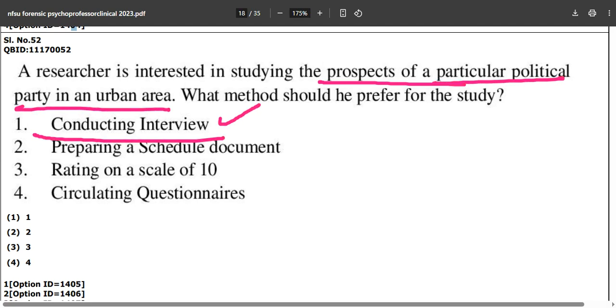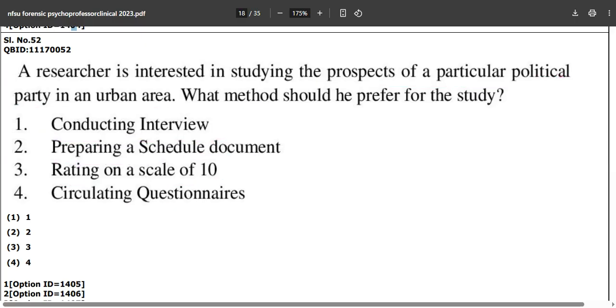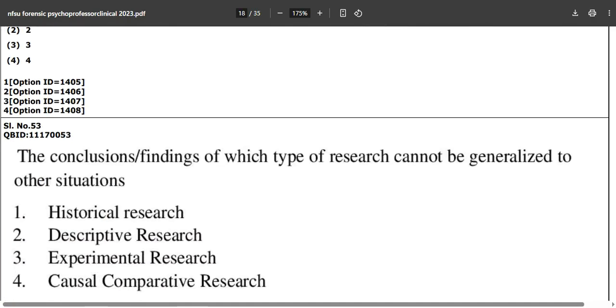Conducting interview, will he be conducting interview, preparing a scheduled document, rating on a scale of 10, or circulating questionnaires? Circulating questionnaires is the answer. Let's move forward. You have to study about this thing for research in detail.